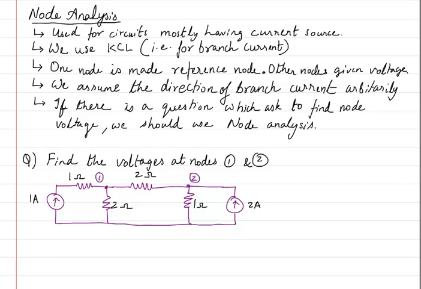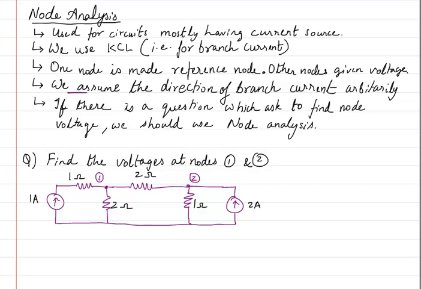So it is very important that we make one of the nodes the reference node and assign it 0 volt. All the other nodes will have some voltage. For example, here we can give the first node voltage V1 and the second node voltage V2. Just like in mesh analysis we had drawn the currents I1, I2 and I3, here we draw the node voltages V1 and V2. That is the difference when we do node analysis.